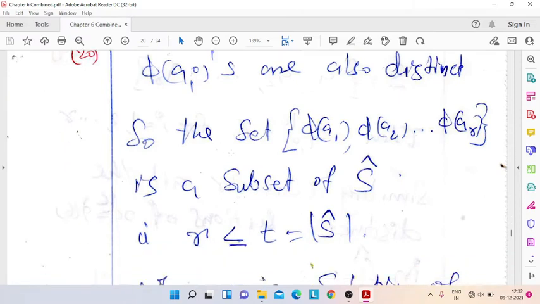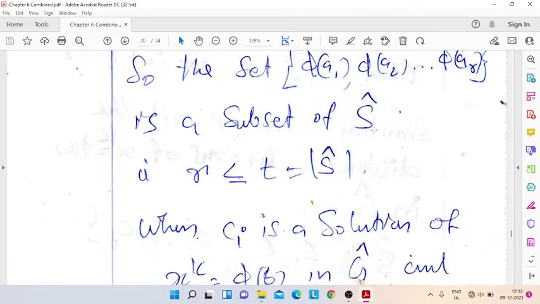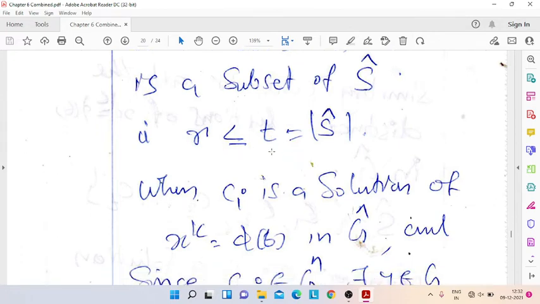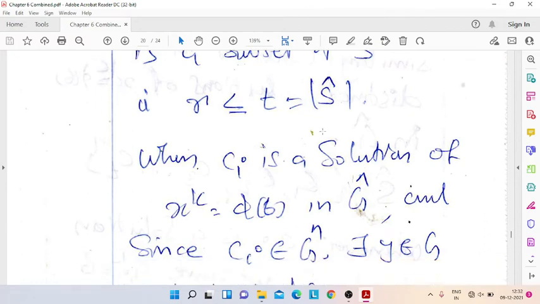So we can say that the set φ(a_1), φ(a_2), etc. to φ(a_r), the image set of the set S, that is φ(S), is a subset of S-cap. Therefore, r is less than or equal to t, which is the cardinality of S-cap.